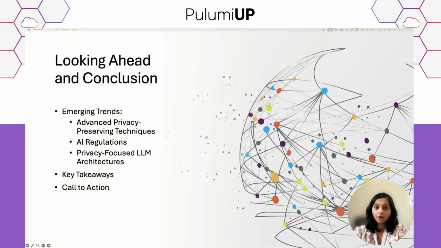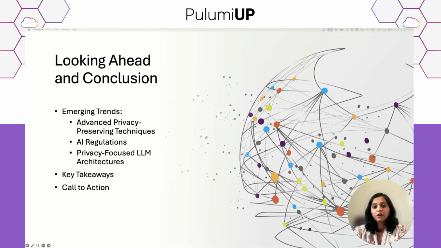And as we wrap up, let's take a moment to look ahead. The field of AI and privacy is evolving rapidly, and there are some exciting developments on the horizon. We are seeing promising research into more advanced privacy preserving techniques. These include things like homomorphic encryption, which could allow LLMs to process encrypted data without ever seeing the raw information. It's still computationally intensive, but it's an area to watch.